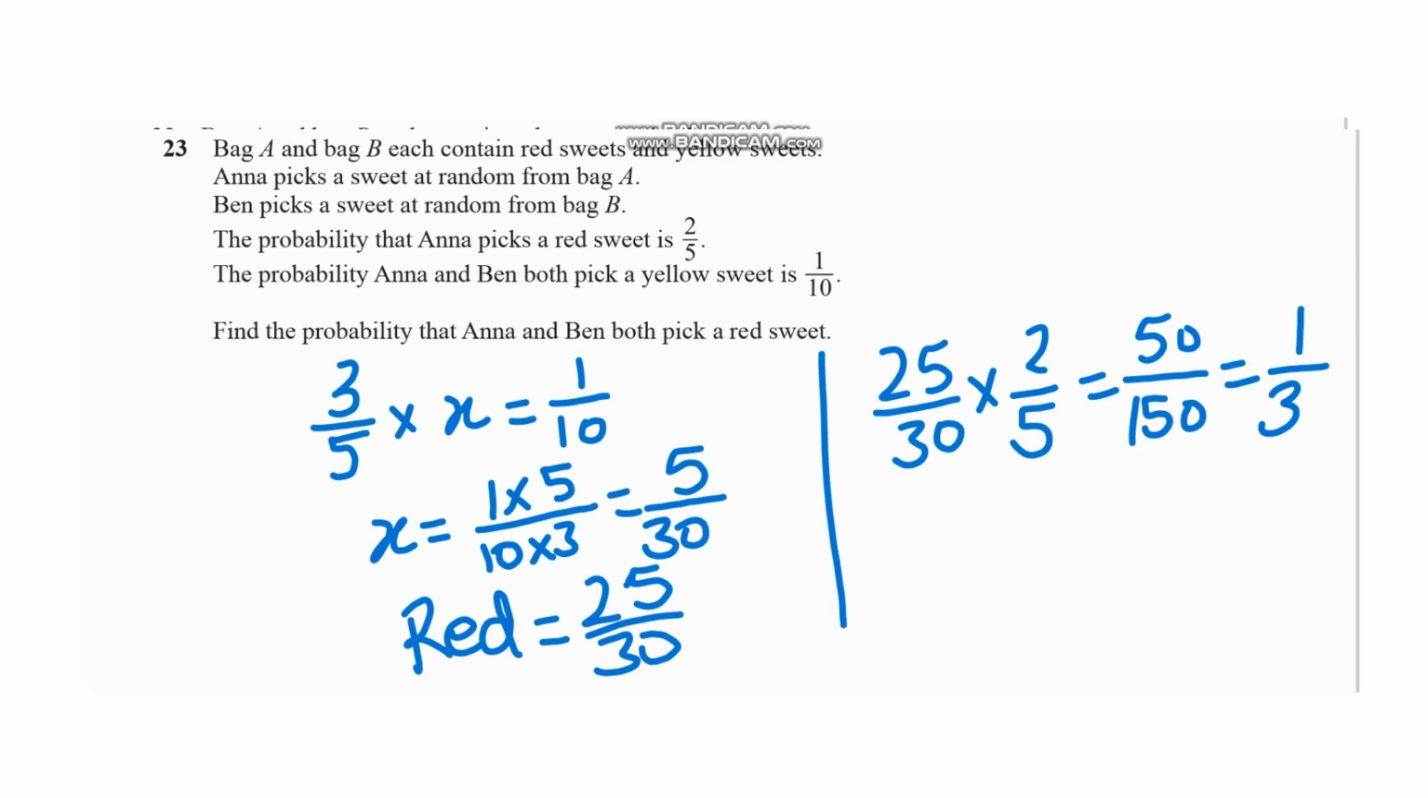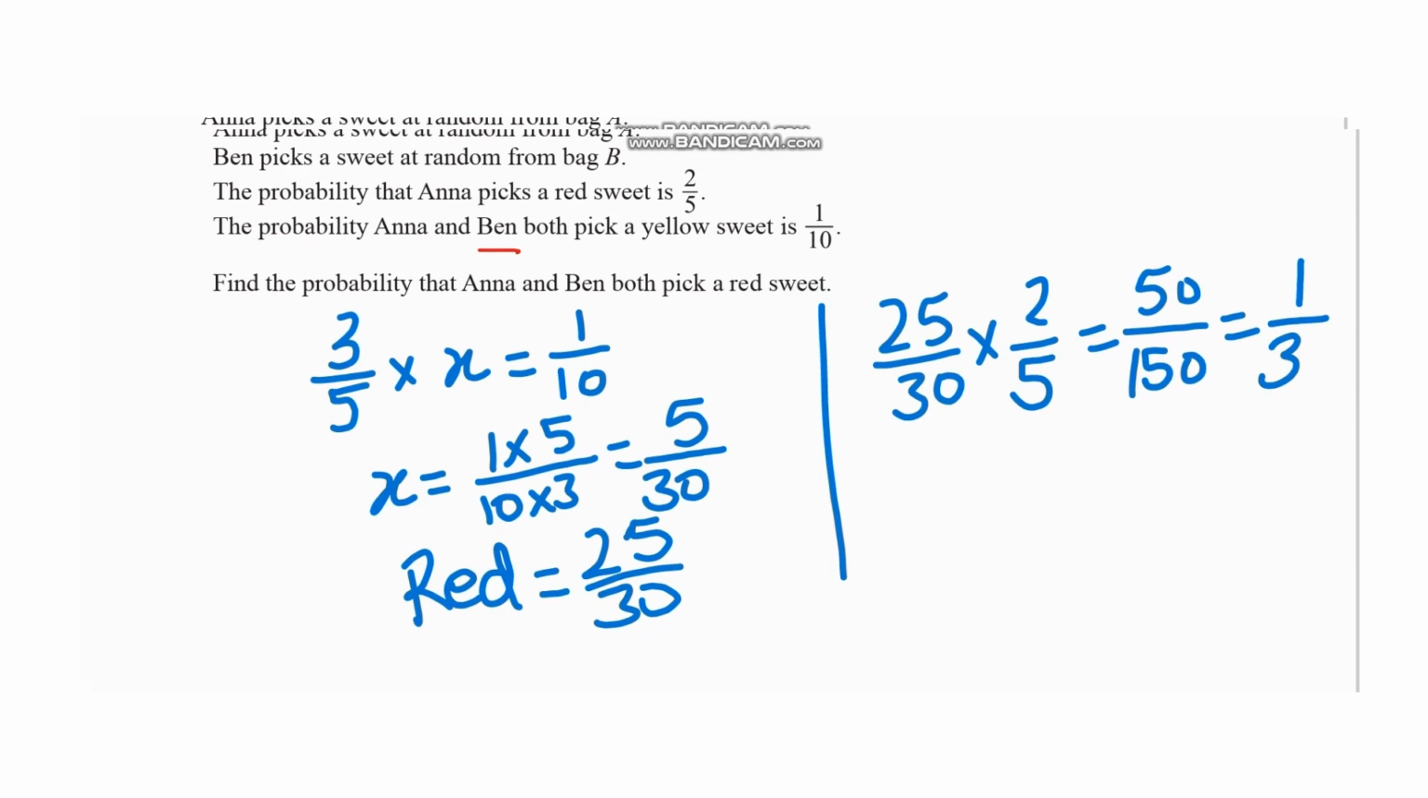So the probability for Anna is already given, but for Ben we have to calculate. We have the probability for both Ben and Anna picking a yellow sweet, which is the probability of Anna picking a yellow sweet multiplied by the probability of Ben picking a yellow sweet. We can easily calculate the probability of Anna picking a yellow sweet: 1 minus 2 over 5, so that will be 3 over 5, multiplied by the probability of Ben, which we have to calculate, is equal to 1 over 10. Then we rearrange the formula, 10 multiplied by 3 and 1 multiplied by 5. So that will be 5 over 30.